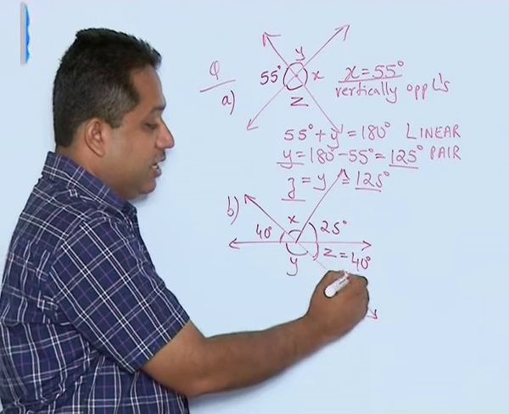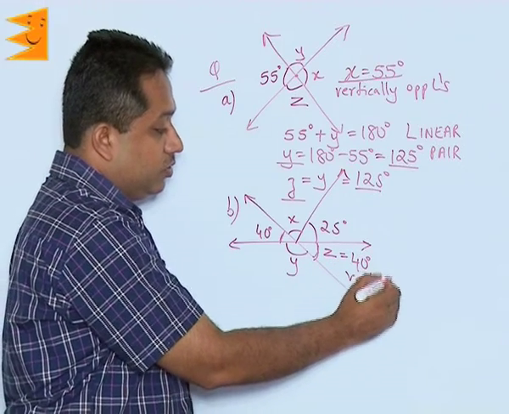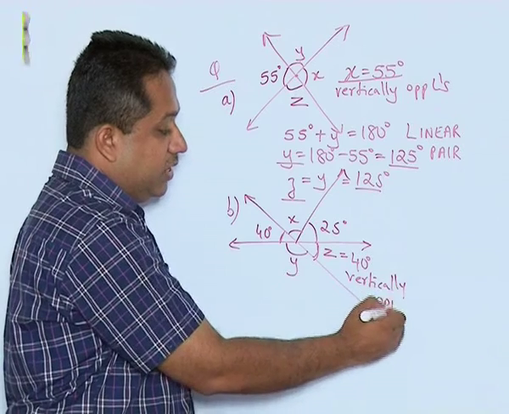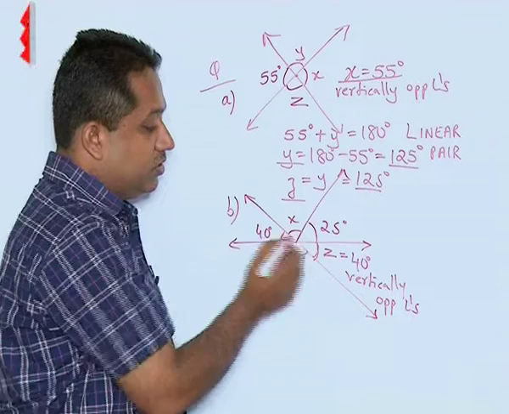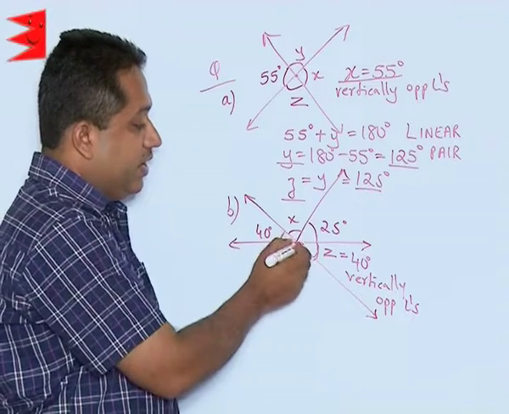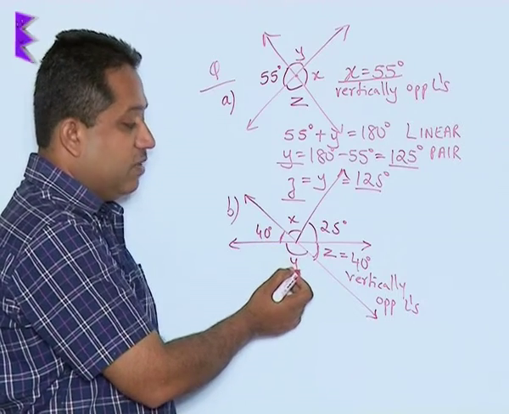These are vertically opposite angles. So by using the vertically opposite angles property, we get this is 40, so this is also 40. Now next we have to find out the value of x and y.